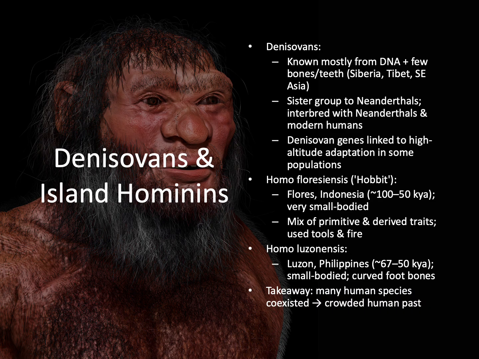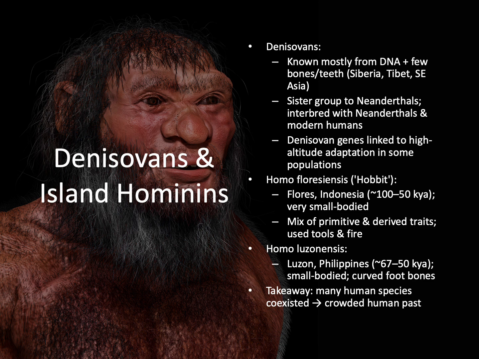What's remarkable is that Denisovans also interbred with modern humans, particularly with populations in parts of Asia and Oceania. Some groups today carry Denisovan-derived genes that appear to help with high-altitude adaptation, particularly in low-oxygen environments like the Tibetan Plateau. This is another strong piece of evidence for admixture between modern humans and archaic populations. In addition to Neanderthals and Denisovans, we have the so-called island hominins. Homo floresiensis.